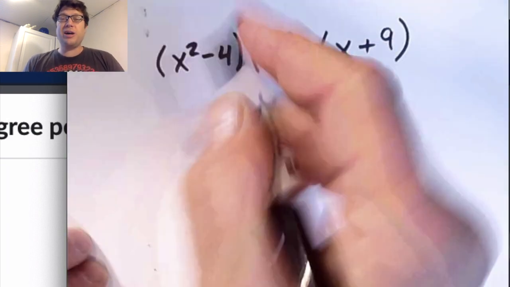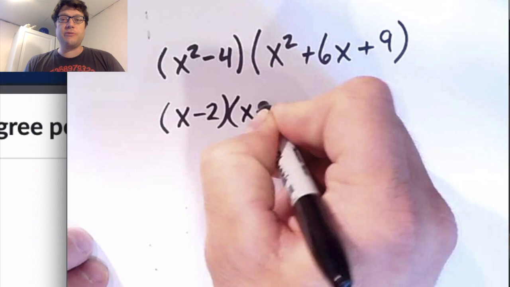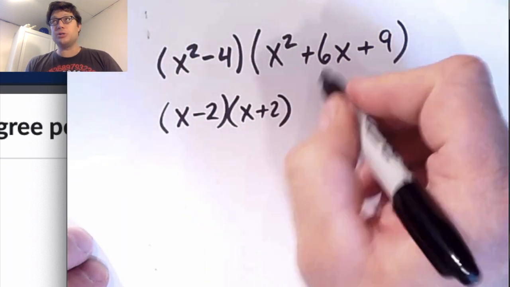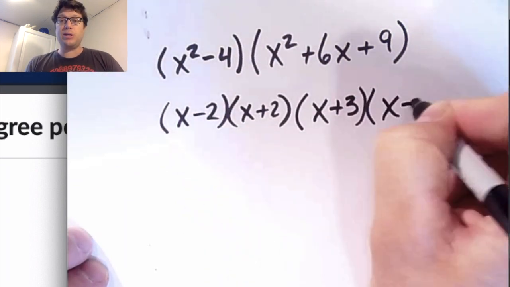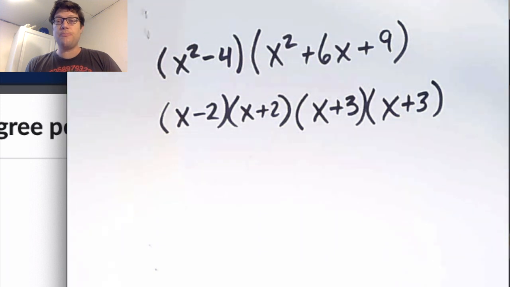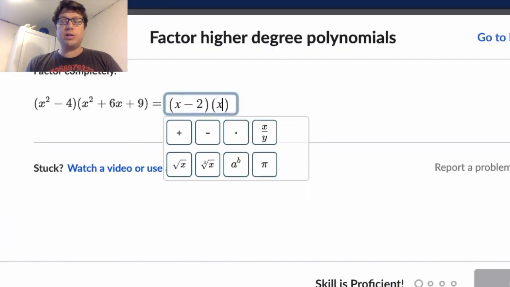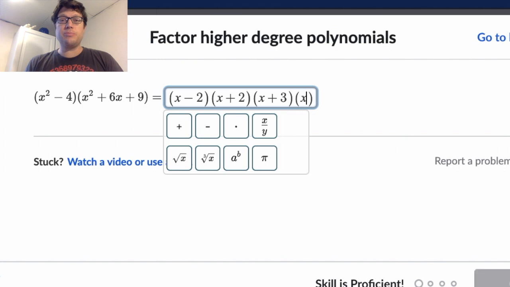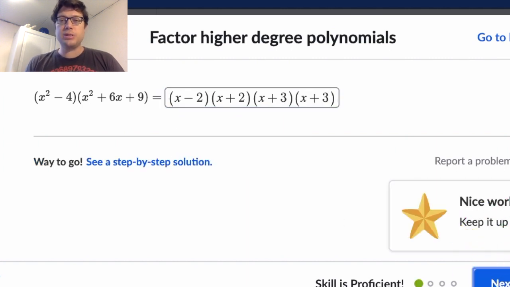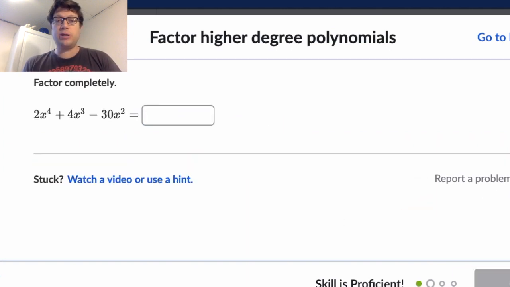In the first group, x squared minus 4, I recognize that as a difference of squares. 2 times 2 is 4, so that means I'm going to use x minus 2 times x plus 2. The second group of parentheses, the 9, I recognize could be split into 3 times 3, and 3 plus 3 is 6, so therefore that was the way I distributed it.